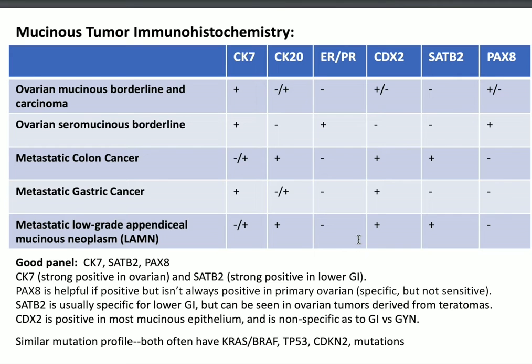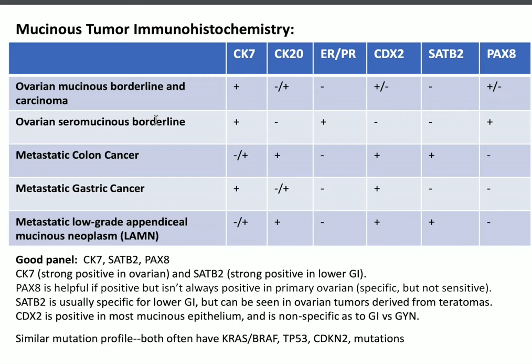Okay, so this is a great IHC table for mucinous tumors and immunohistochemistry. And it's here for your review. It goes over ovarian mucinous borderline and carcinoma, ovarian seromucinous borderline, metastatic colon, metastatic gastric, and metastatic low-grade appendiceal mucinous neoplasm, or LAMN. And a good panel, Dr. Schaberg writes, is CK7, SATB2, PAX8. CK7 will be strong in the ovaries, and SATB2 will be strong positive in lower GI, but negative in ovaries, although it can be seen in ovarian tumors derived from teratomas.